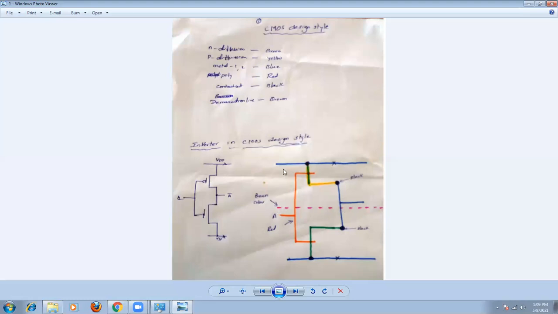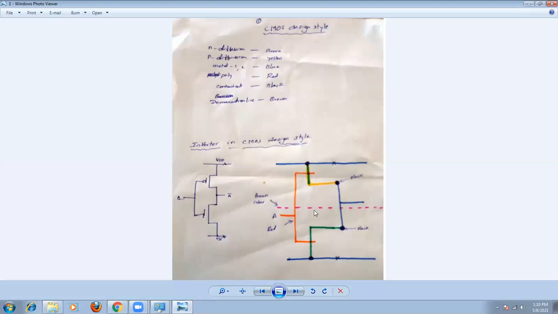Now in this case, first draw the two parallel lines horizontally, and there must be sufficient space to draw the stick diagram. Then exactly at the middle, draw the demarcation line in the dotted form. Take a brown color, draw a dotted line like this. This is the demarcation, the boundary between the P channel and N channel transistors.